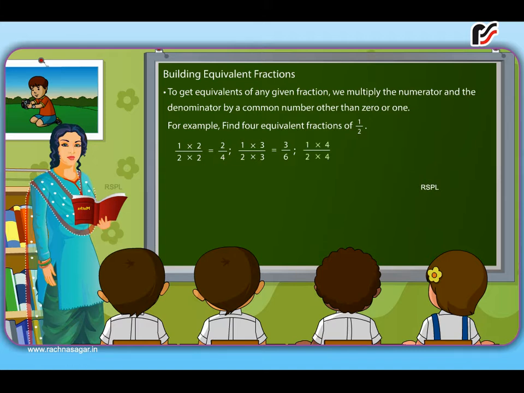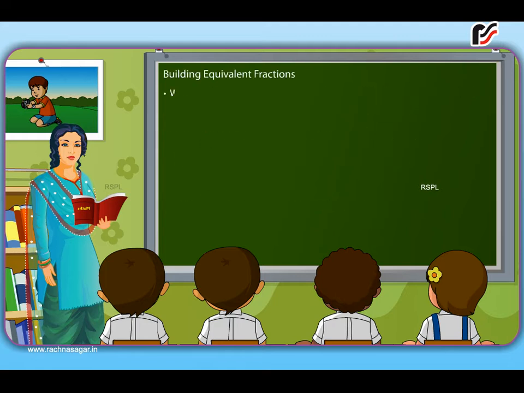On multiplying the numerator and denominator of 1/2 by 4, we get the new fraction as 4/8. On multiplying the numerator and denominator of 1/2 by 5, we get the new fraction as 5/10. Hence, 2/4, 3/6, 4/8 and 5/10 are 4 equivalent fractions of 1/2. We can also get the equivalence of a fraction by dividing the numerator and denominator by a common number.